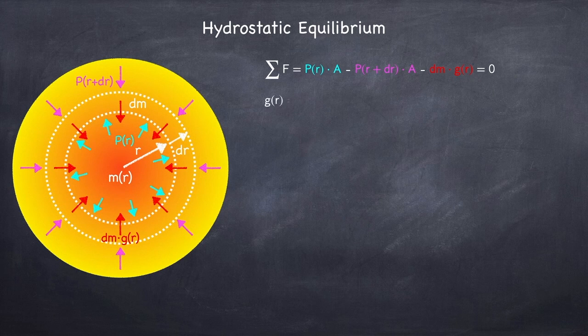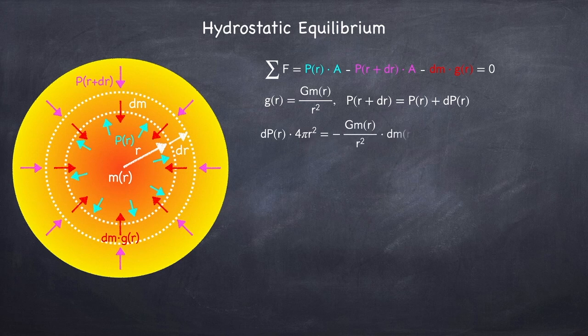By Newton's law, the gravitational acceleration will be Newton's constant times the enclosed mass divided by the radius squared. And the outside pressure at position r plus dr, we can write as the inside pressure plus a small change in pressure. When we plug this into our equation for the sum of the forces, we get that a small change in pressure times the surface area of the shell, which is 4 pi r squared, must equal the gravitational force on the shell.